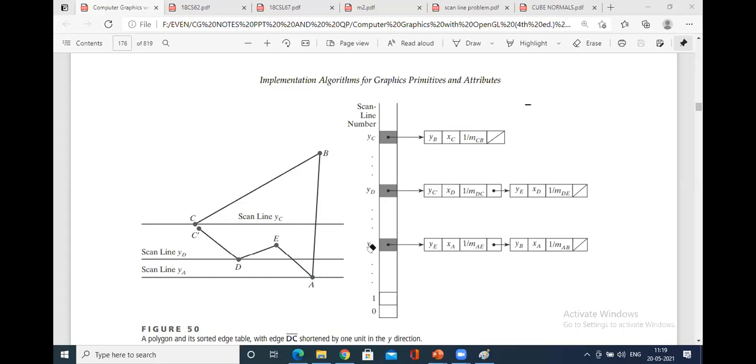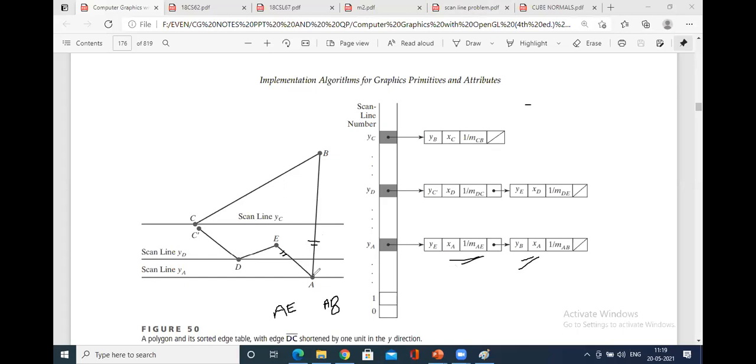So imagine YA has some value, 5. So at YA, how do you write this table? First, identify at vertex YA how many edges are passing. This is one edge, this is the second edge. What will be the name of the edge? AE. Try to understand. AE and AB.